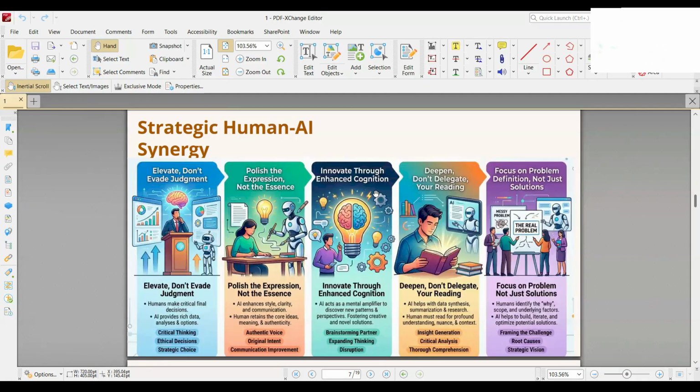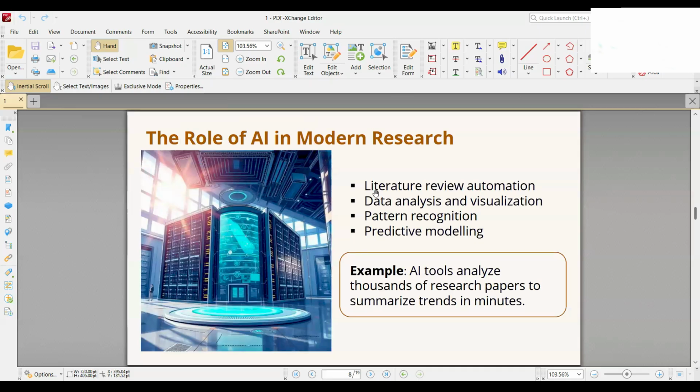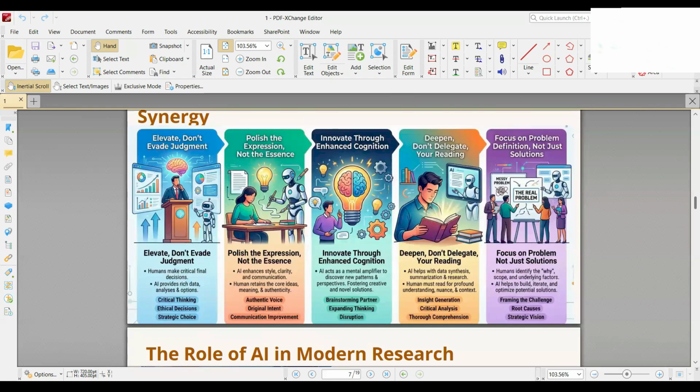elevate, don't evade judgment. The first principle reminds us that while AI is excellent at processing data and presenting options, the responsibility of making critical final decisions remains distinctly human.